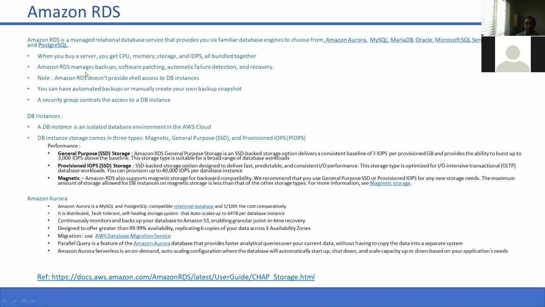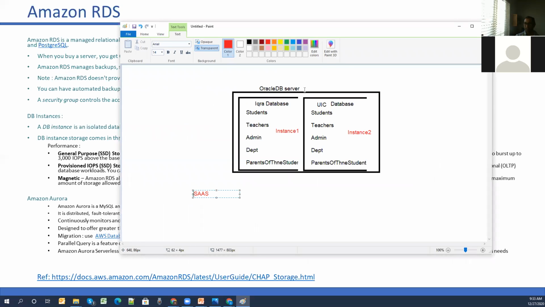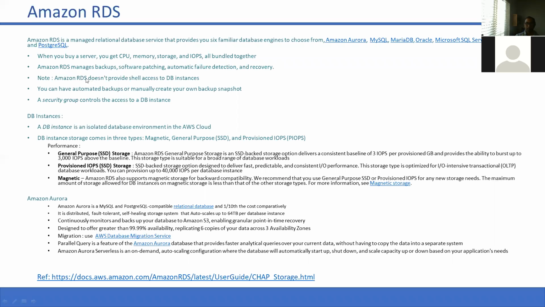Amazon manages the backup. You don't have to do any backup because you don't manage the server. You don't manage the Oracle database server. Amazon manages it here. So you don't manage the backups. You don't do the software patching. You don't do failure detection or recovery. Nothing you do. You just enjoy your database residing on the service from AWS.